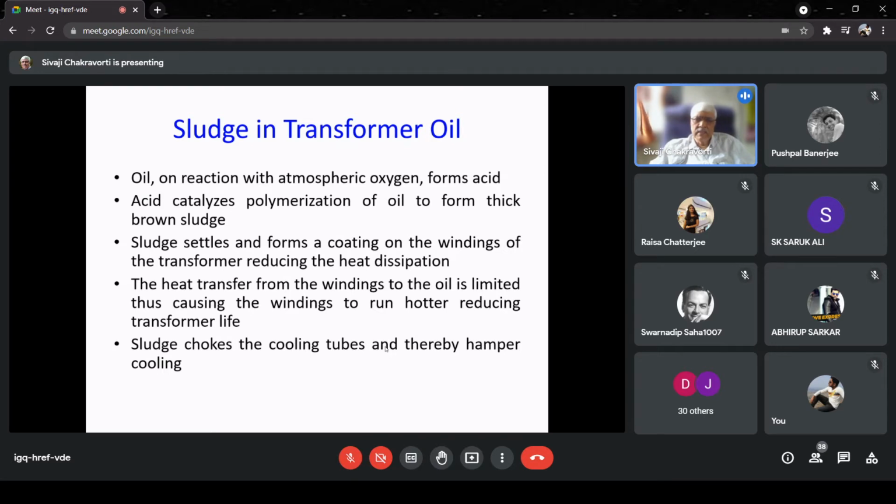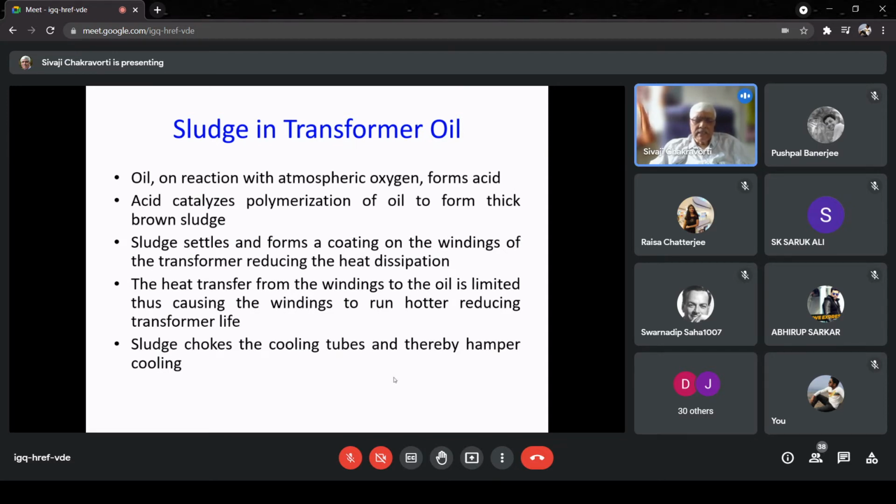Well, fine, it settles down there. But then what is the effect? The effect is that this sludge is a bad conductor of heat. So when it settles on the winding, the heat generated in the winding conductor because of Joule heating cannot get out to the dissipating medium, which is oil. In between now I have sludge, and therefore heat dissipation reduces.